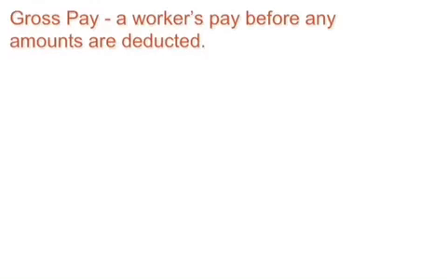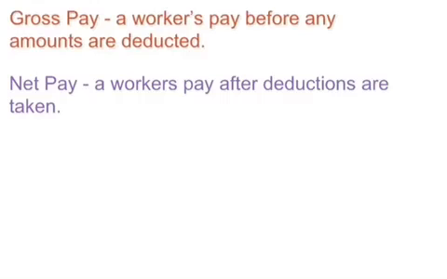If you make $30 an hour, that's going to be your gross pay. If you worked for 5 hours, you get $150. That would be your gross pay.